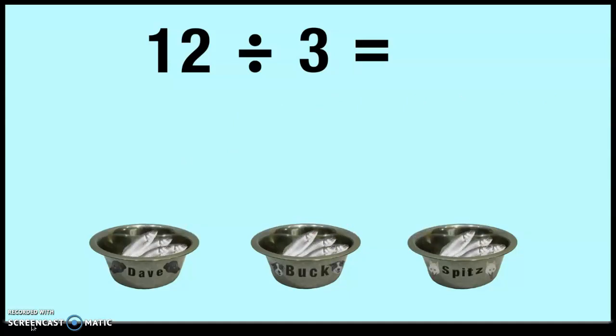We have divided all the fish among the dogs. We can see that each dog has 4 fish. All of the dogs have the same or equal number of fish. 12 divided by 3 equals 4.